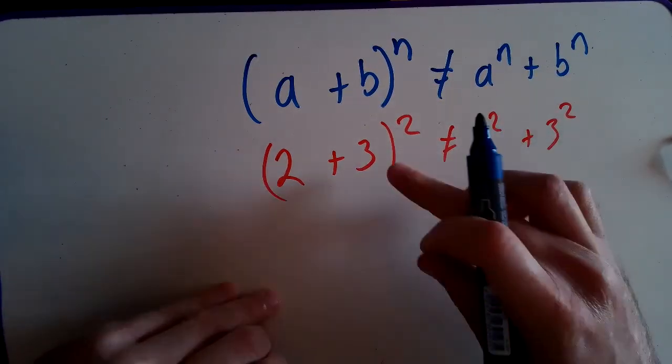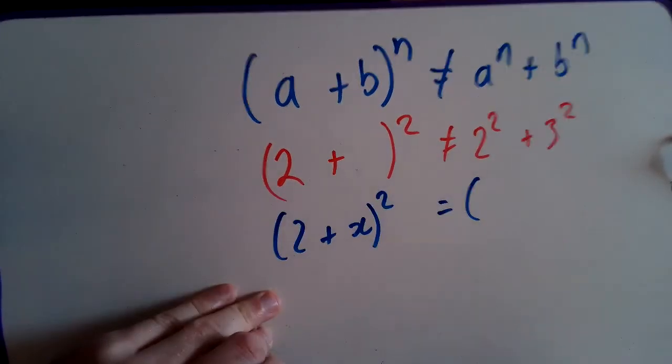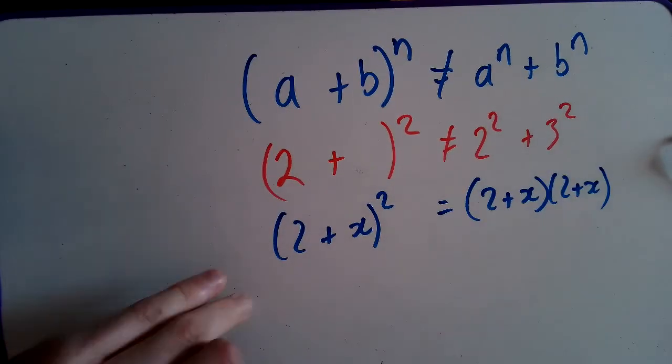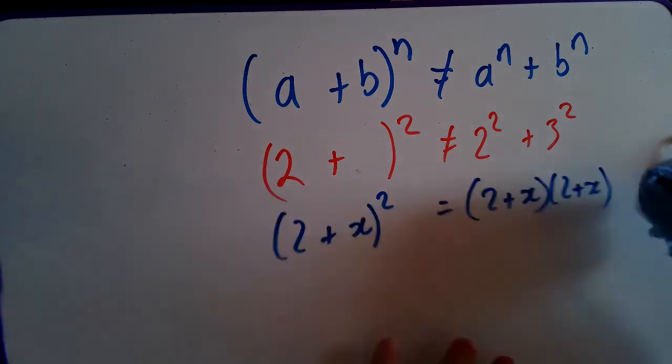To get the right answer, we would have to expand the brackets. Well, it's easy if it's numbers, so let's change that to letters. Let's do 2 plus x squared. I'd have to do 2 plus x times 2 plus x. And that's true for whatever the power is. I would have to expand it all out. And again, all this works with roots as well.